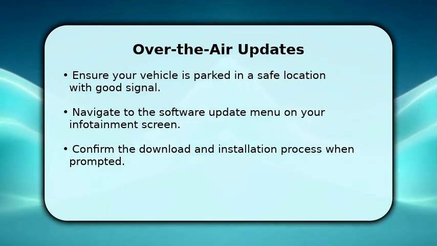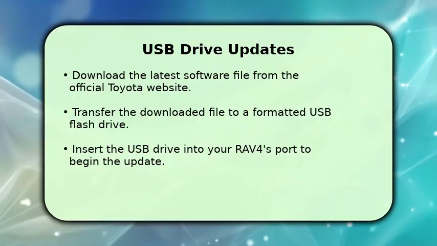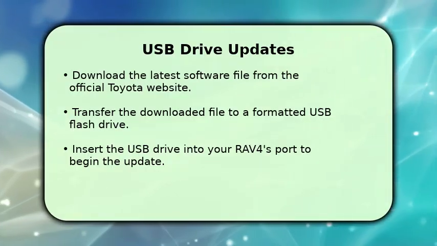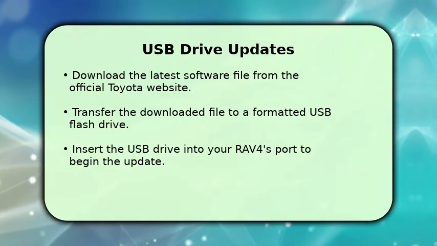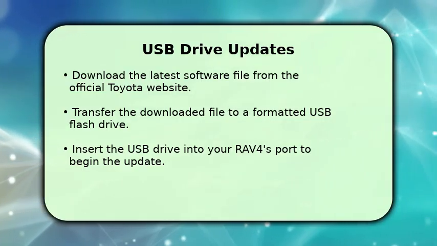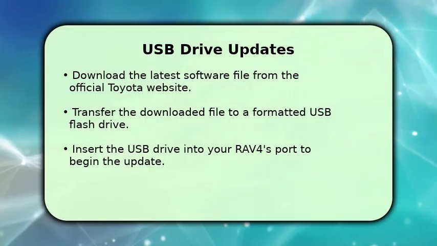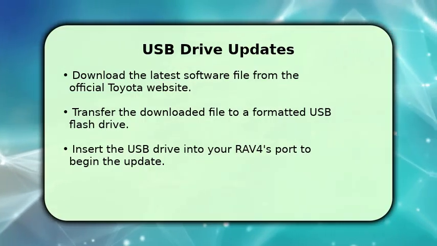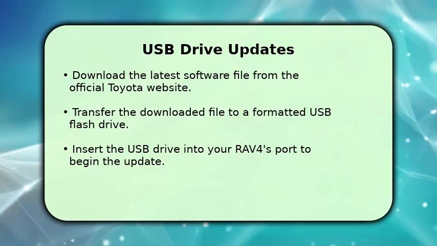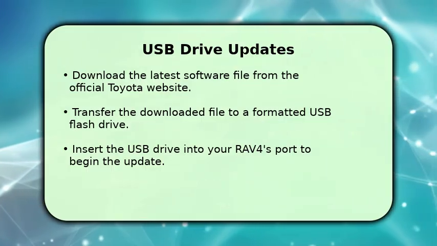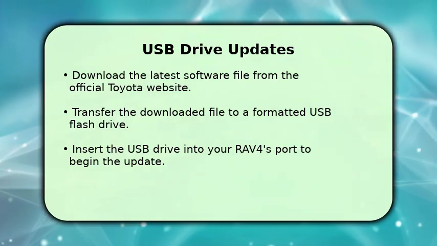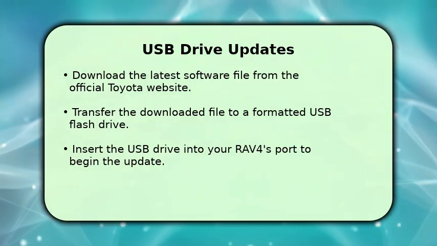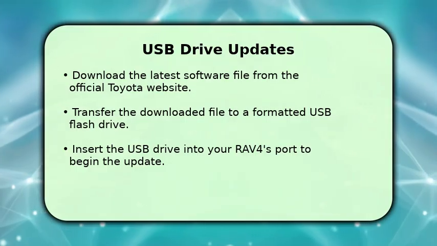a successful update. For a USB update, begin by visiting the official Toyota website to download the correct software file for your specific RAV4 model. Transfer this file to a USB flash drive, ensuring it is formatted to FAT32. With your vehicle turned on, insert the USB drive into one of your RAV4 USB ports. The system will detect the update and guide you through the installation, which usually takes about 30 minutes.